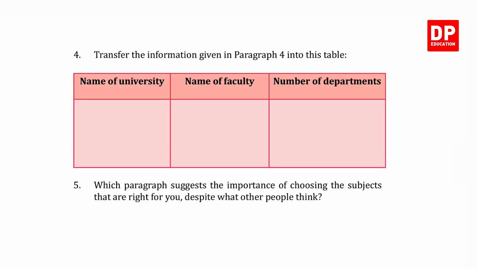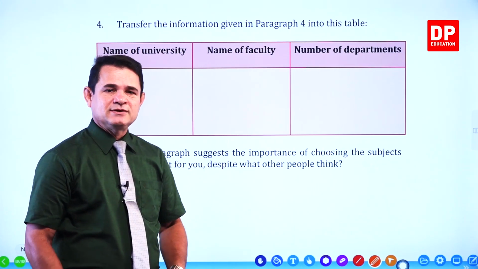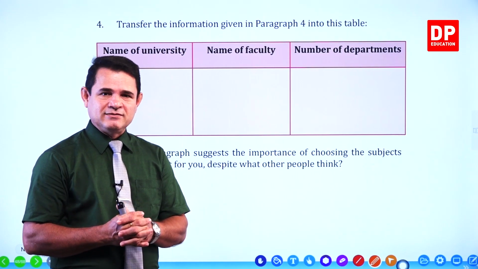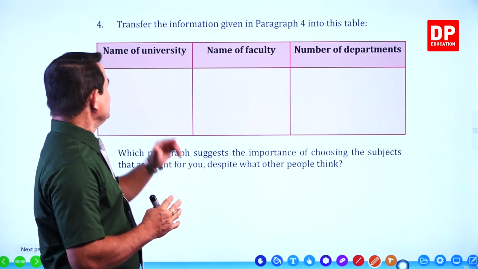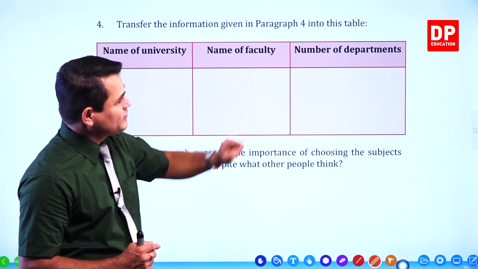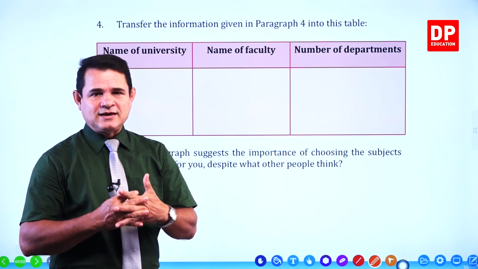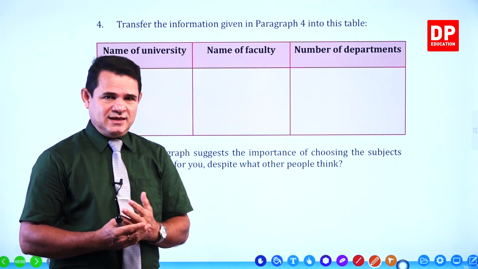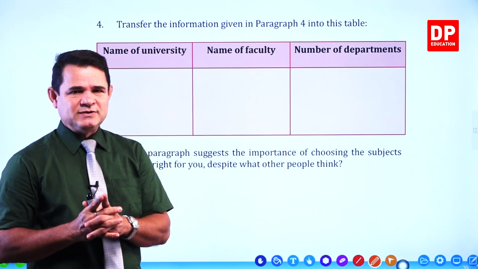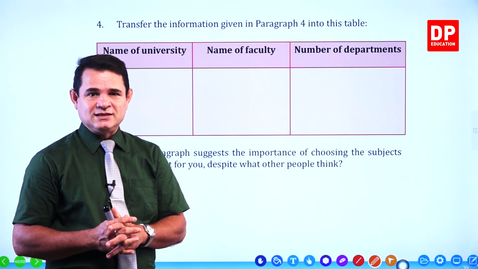The next one: transfer the information given in paragraph 4 into this table. What was given in paragraph 4? There you could see the fourth paragraph. Now these details: name of university, name of faculty, number of departments. Universities have different faculties and departments, and that was discussed. So what you have to do is, I think you can remember, what are the universities mentioned in the fourth paragraph?